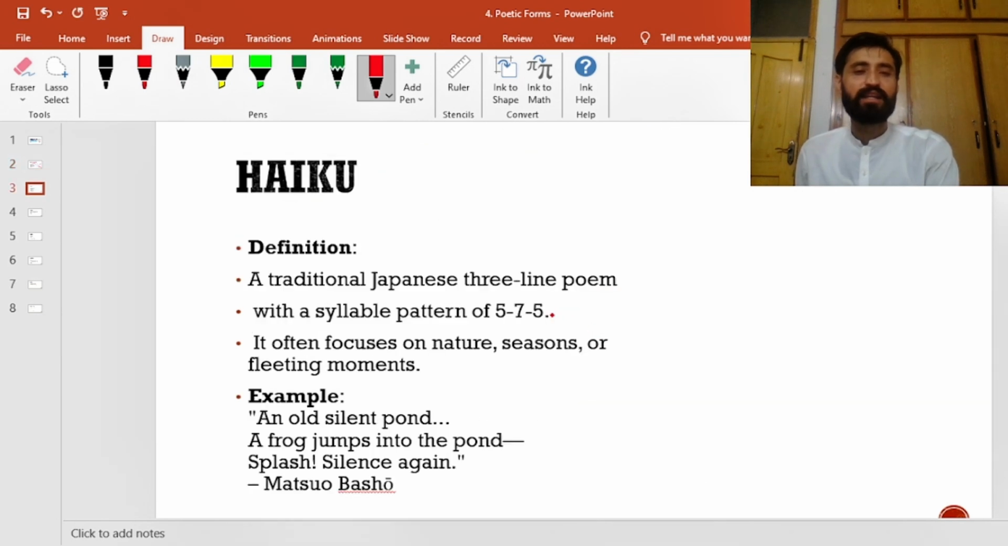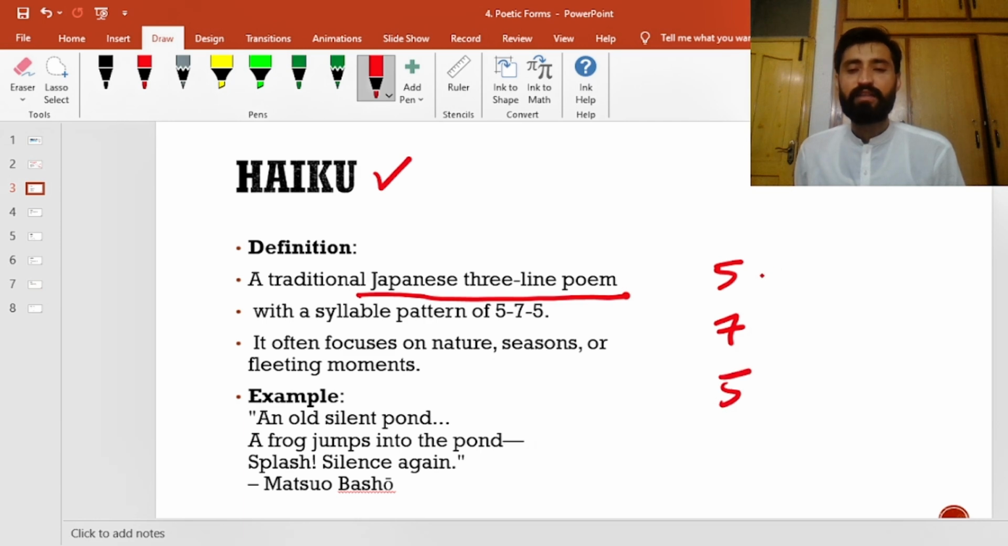So I hope it's clear to you now, and it's really easy to keep all these things in mind. The next one is haiku poetry. It's another verse form. Now let's talk about the definition, that is, how would you identify it. It's a Japanese 3-line poem, with a syllable pattern of 5, 7, and 5.